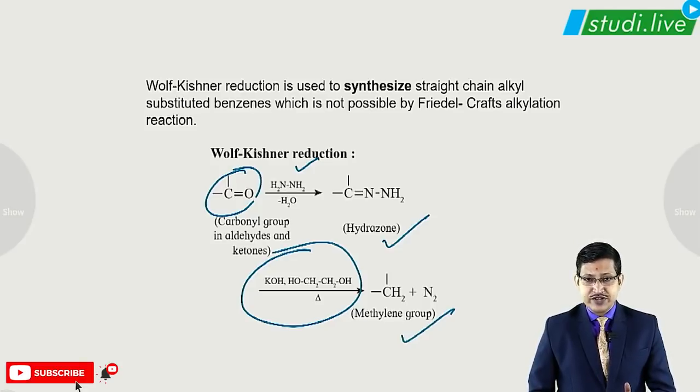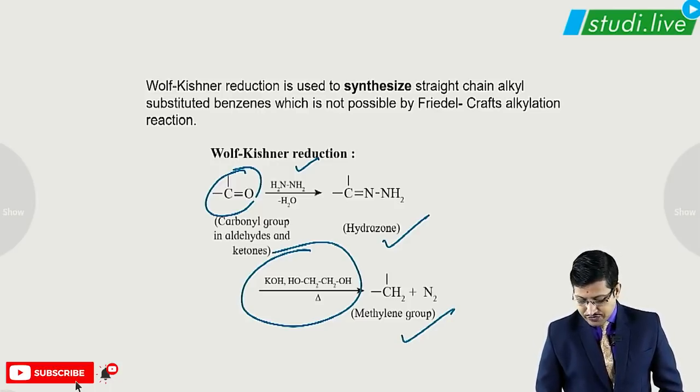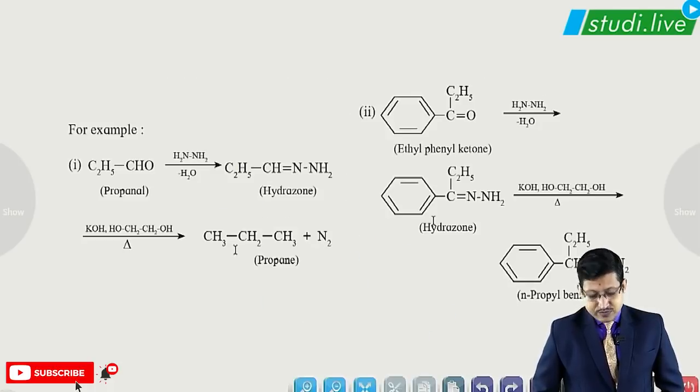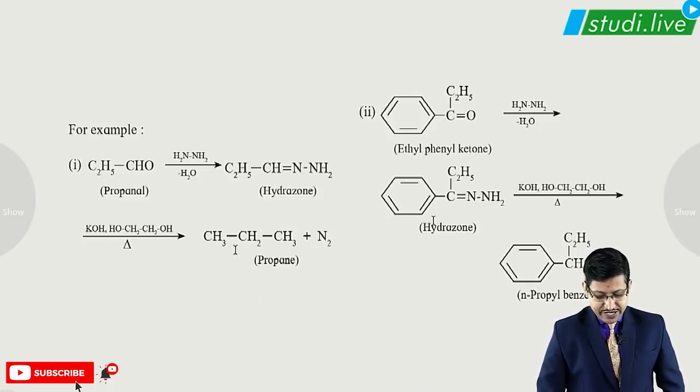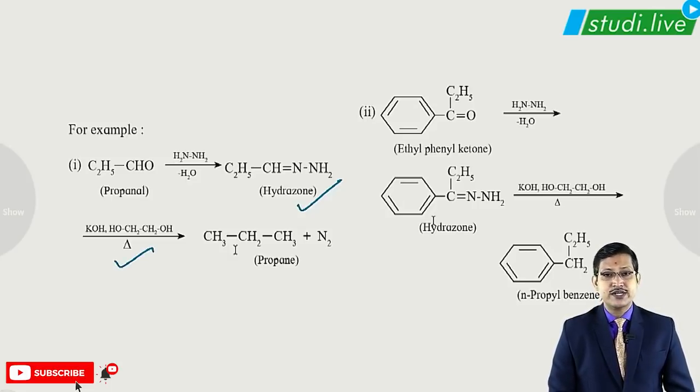So again a very important reaction: aldehyde or ketone first giving you hydrazone. That hydrazone in the second step will react with KOH, or it can be ethylene glycol, to give you the formation of methylene group, to give you the formation of alkanes. This is an example of the same reaction. Say it is C2H5CHO, propanal. First step, it will give you the hydrazone. This hydrazone in the second step undergoes further reaction and will give you the formation of propane.